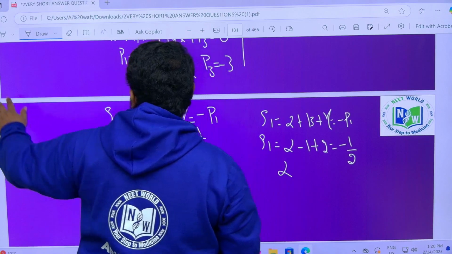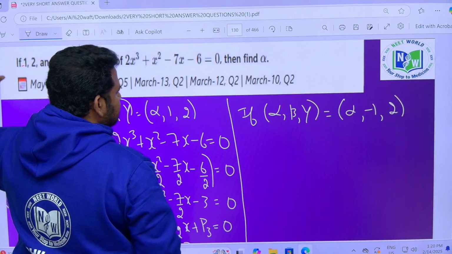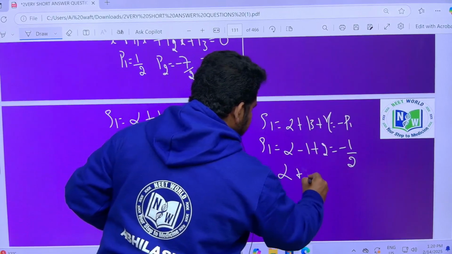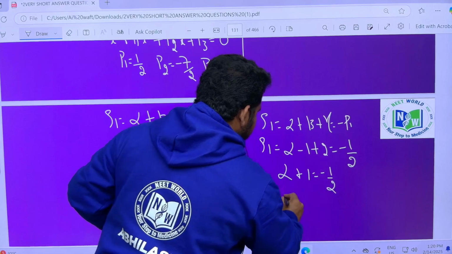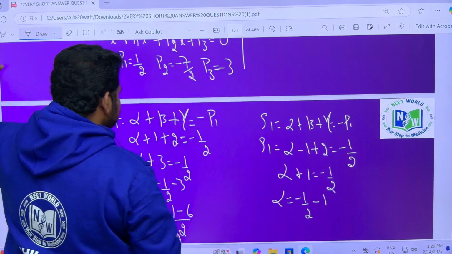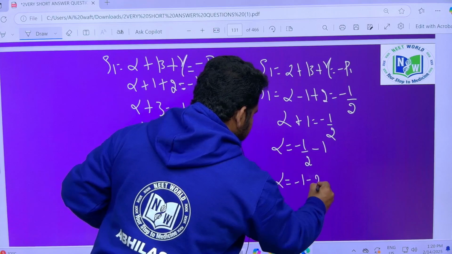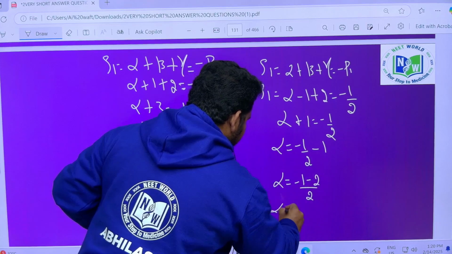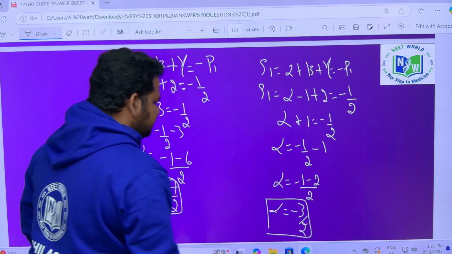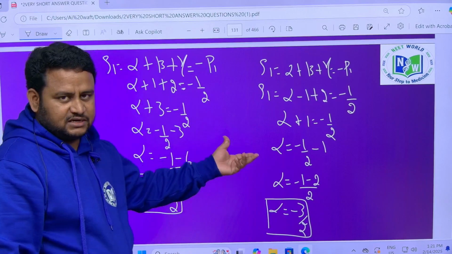So alpha minus 1 plus 2 will be equal to what? Minus 1 plus 2 will be equal to plus 1. This will be plus 1 is equal to minus half. So alpha will be equal to minus half minus 1. So alpha will be equal to minus 1 minus 2 divided by 2. So alpha will be equal to minus 3 by 2. So that is, if one of the roots is plus 1, you will get this. If one of the roots is minus 1, you will get this.